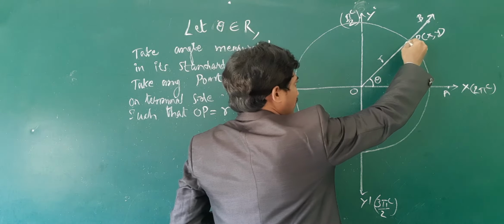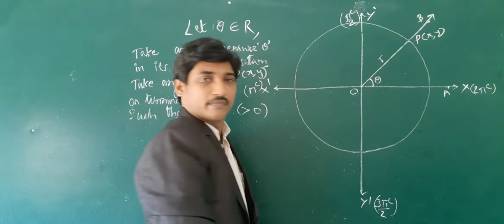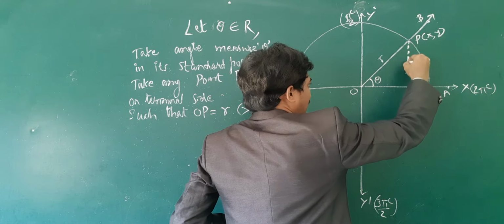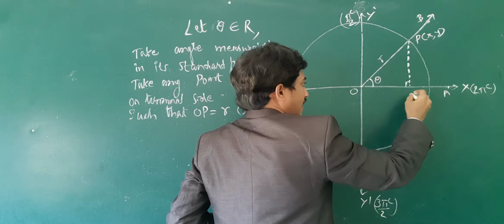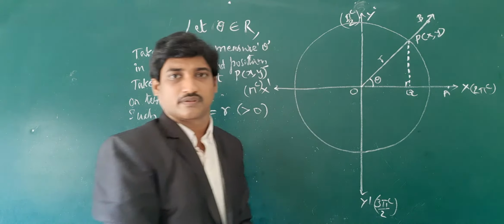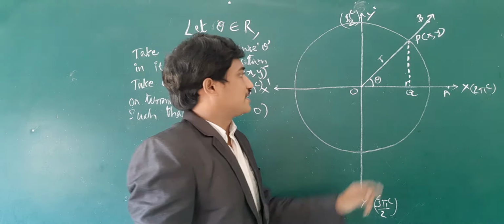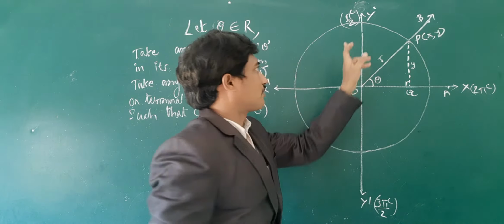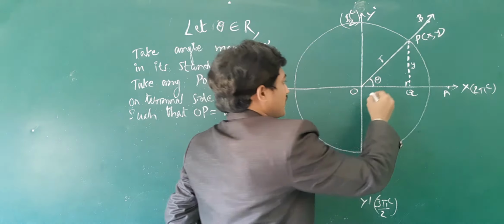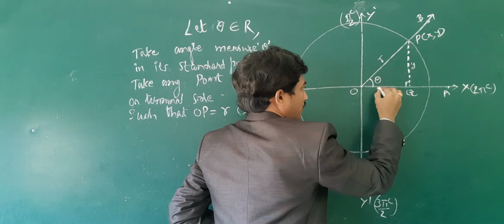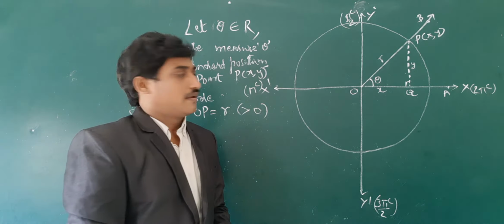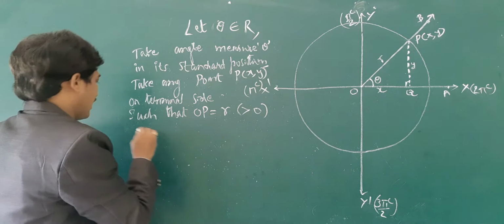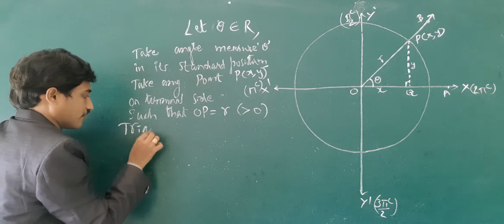Draw a perpendicular from P to the positive x-axis OX, and let the foot of the perpendicular be Q. In this case, the distance from the x-axis to a point is the y coordinate, and the distance from the y-axis to a point is the x coordinate, their perpendicular distance x. We define trigonometric functions like this.